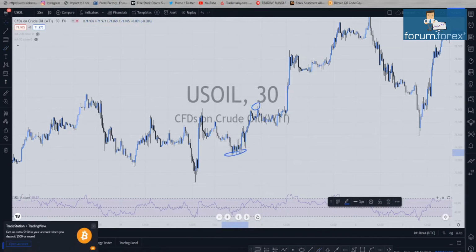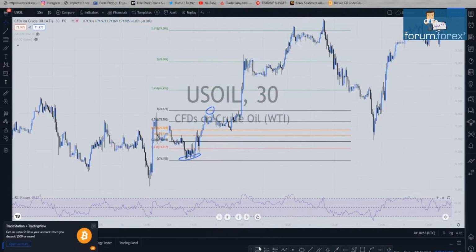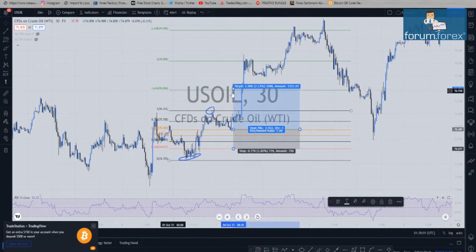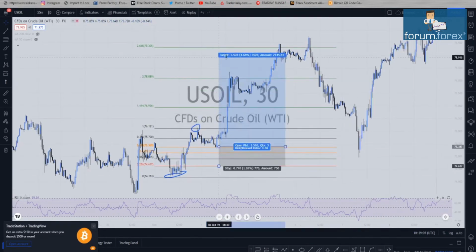And simply, I'm gonna go high to the low. Okay, I'm gonna drag the Fibonacci, and then boom, we just hit the 61.8 for our buy zone. Stop loss right there. Take profit: smash, TP1 smash, TP2 smash, and boom, TP3 smash.